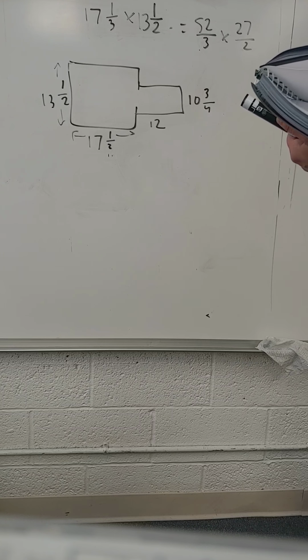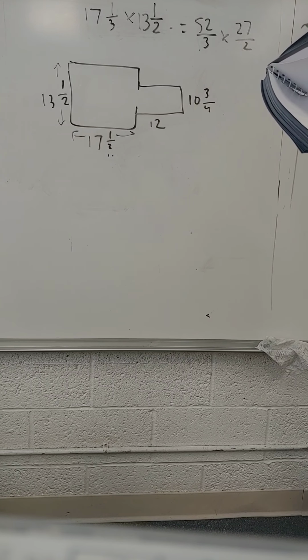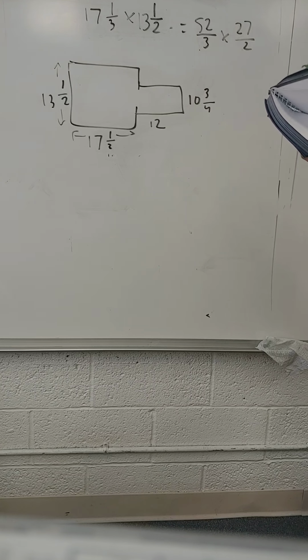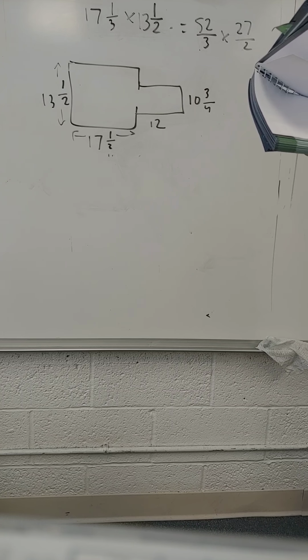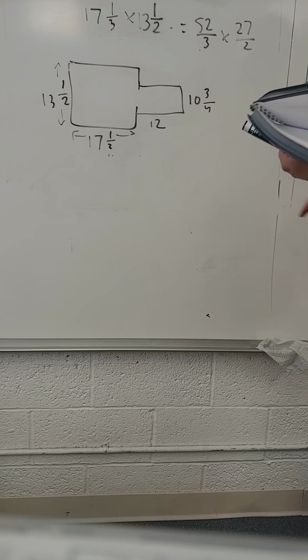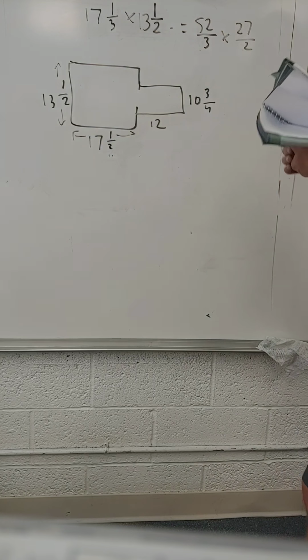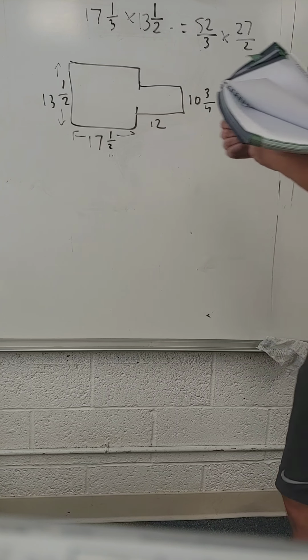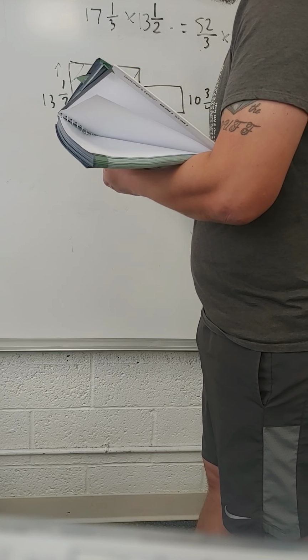So it says Gwen is planning to tile the entire floor of a family room and kitchen. The tile costs $12 per square foot. What is the total cost of tiling the family room and the kitchen floors? Okay, so we want to know the total cost to tile all these areas. So first we start with the area of your family room. That's this section right here.